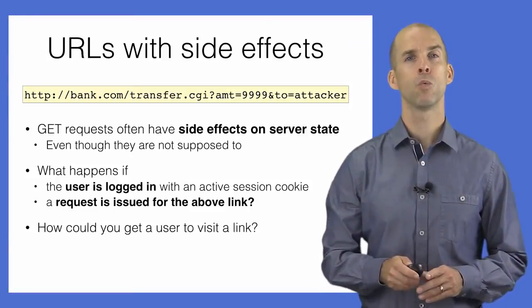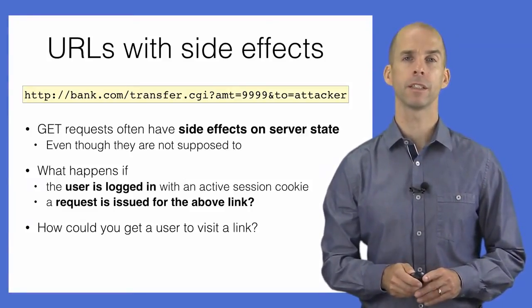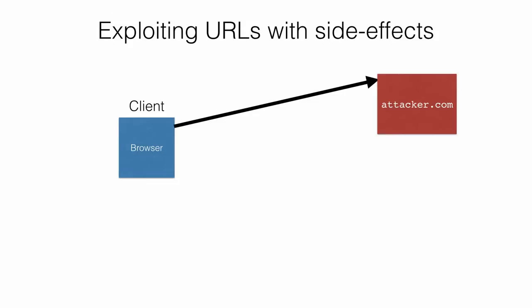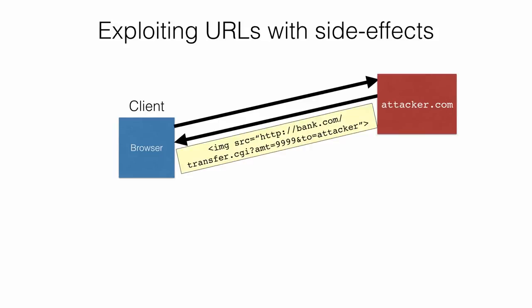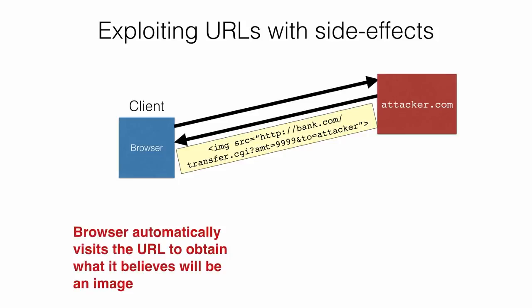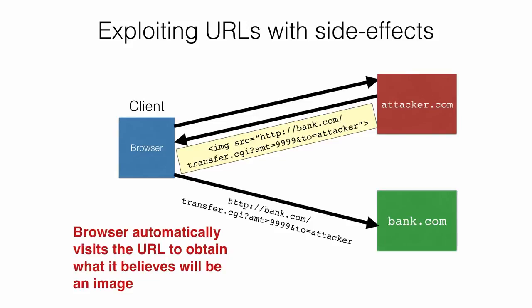The question is, what would convince a user to visit this link? So here's how this could happen. Suppose the client is logged in to the banking website and at the same time is surfing the internet and ends up at attacker.com. Attacker.com returns a page back to the user, and that page contains this tag, where the tag includes a reference to the URL that we saw before. Now the browser, upon seeing the image tag, will automatically visit the URL to obtain what it believes will be an image. So it will go to bank.com and send the request.